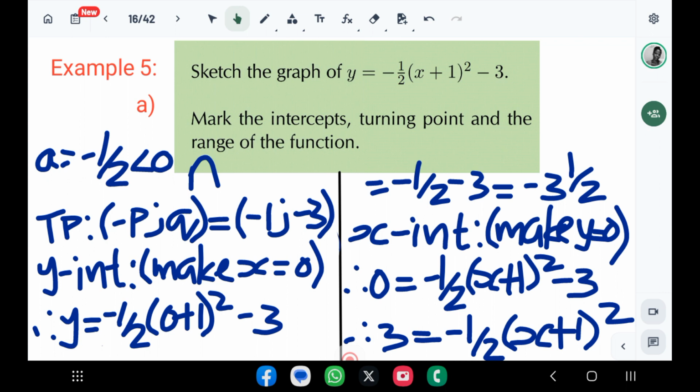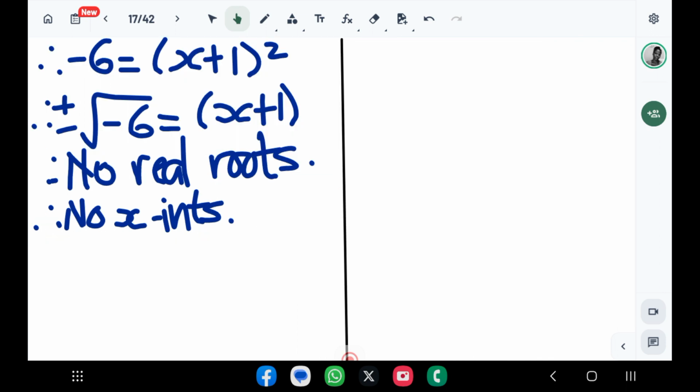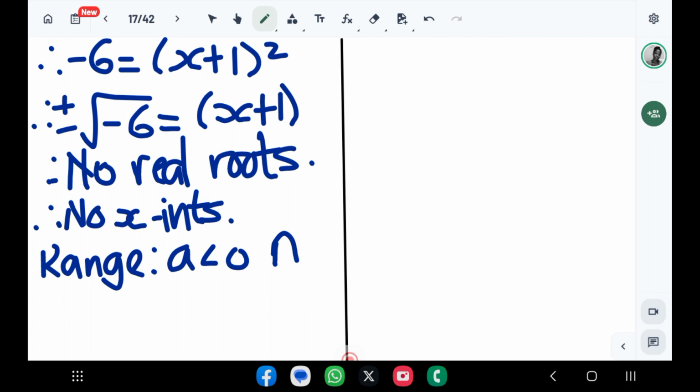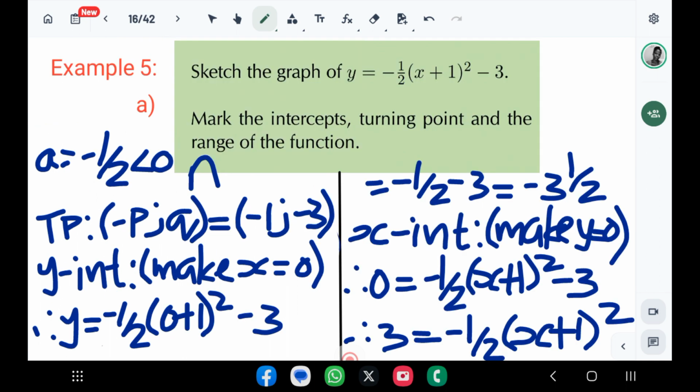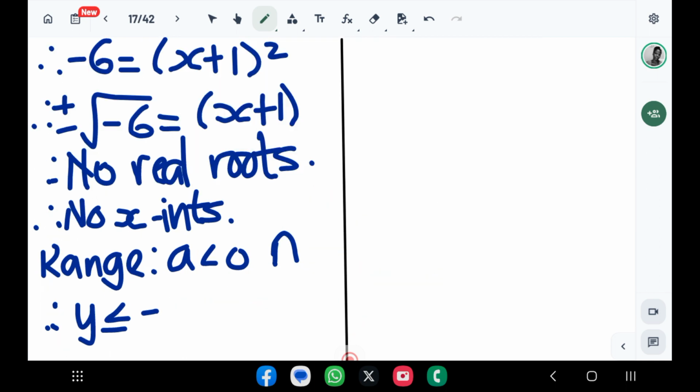We've got the intercept, we've got the turning point, and now we need to find the range of the function. The range should be very easy. We know that our a is negative, meaning that our arms look down. Therefore, we've got a maximum turning point. Therefore, the range will be y less than or equal to q, which in this case is -3. That's your range.